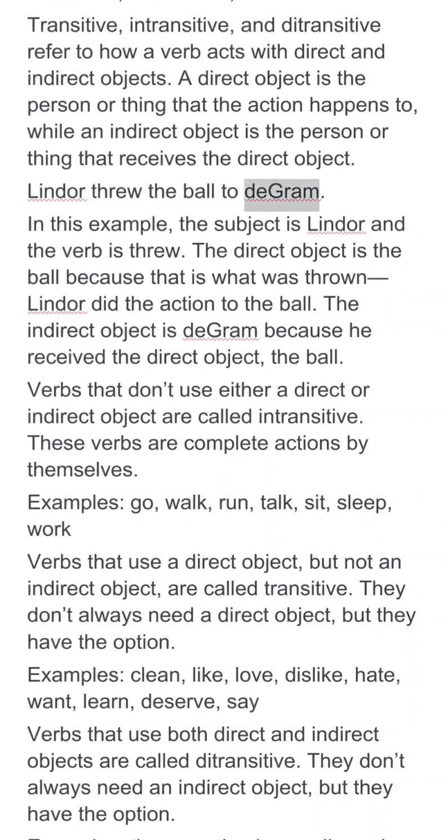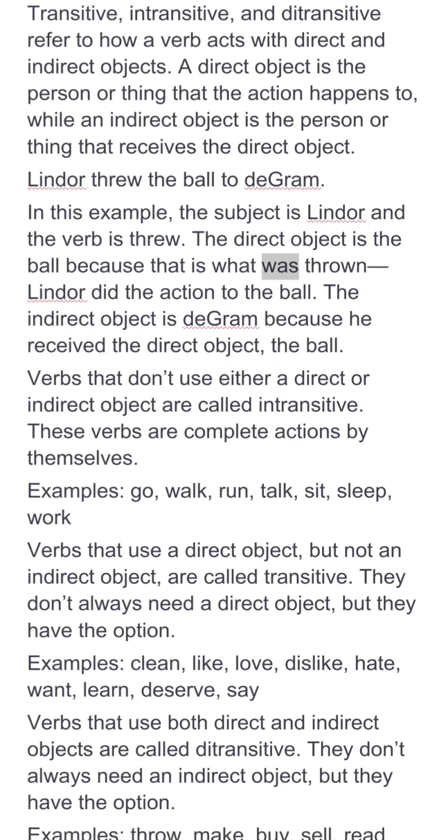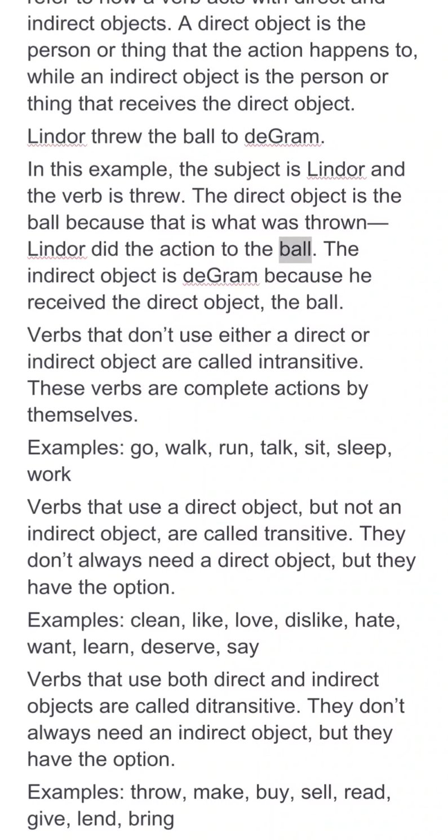Lindor threw the ball to DeGrom. In this example, the subject is Lindor and the verb is threw. The direct object is the ball because that is what was thrown. Lindor did the action to the ball. The indirect object is DeGrom because he received the direct object, the ball.